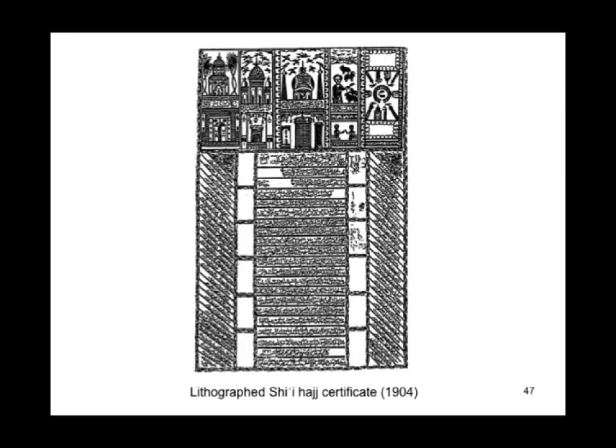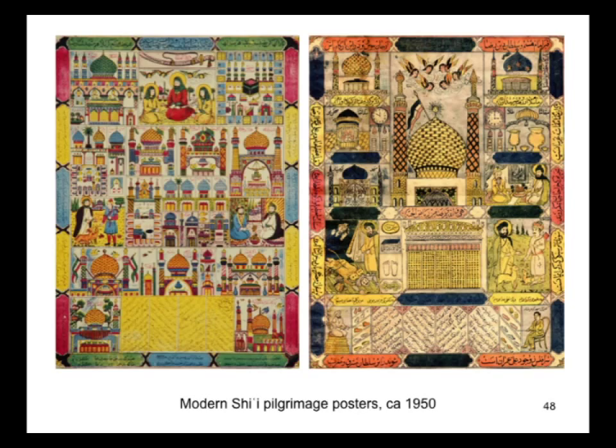And the lithographed scroll is succeeded by items such as this one, a late Qajar period Hajj certificate with a specific Shi'i dimension, or even more mid-20th century items such as the colorful posters that were offered to pilgrims for sale as personal mementos or tokens of their physical as well as spiritual journey.